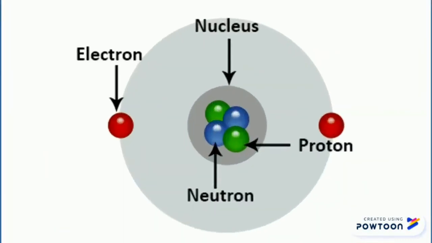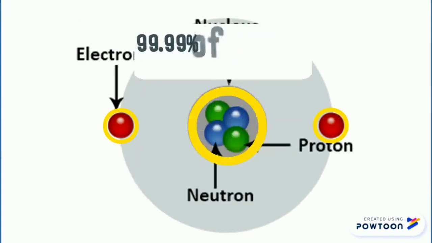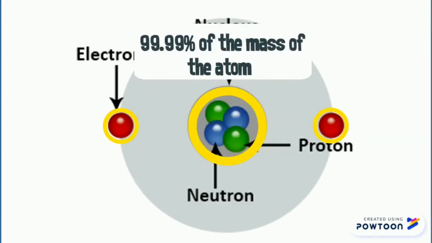its composition. So as we can see here, we can see the electrons that orbit around the nucleus, and the nucleus, which is the most dense part of the atom and holds about 99.99% of the mass of the atom. Now let's go deeper into the atom.